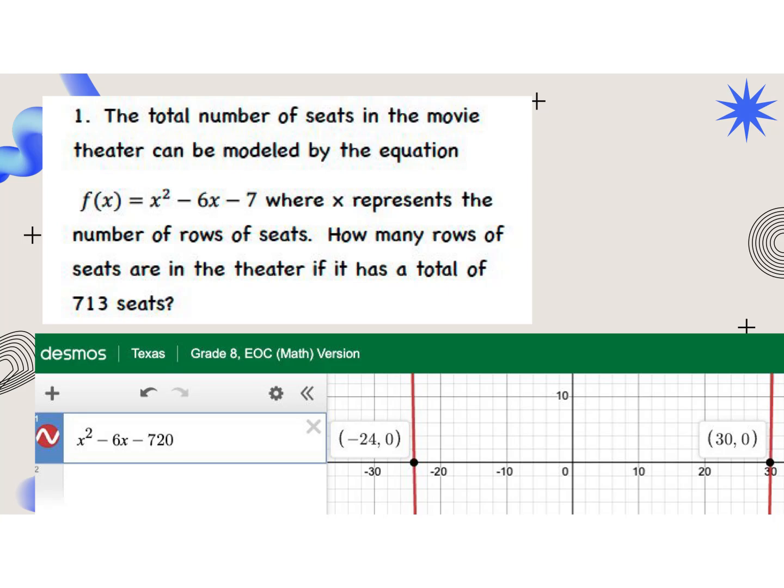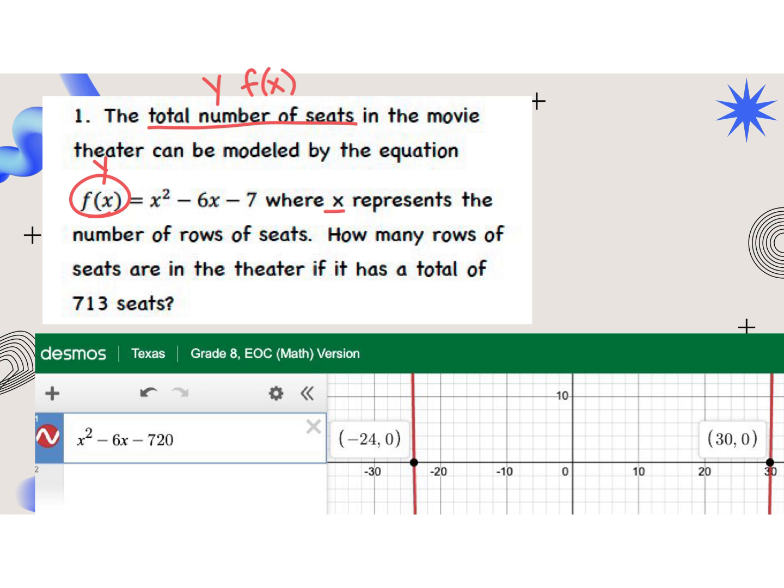We're going to review for our test on Unit 9. When you read through, please read very carefully. This is talking about the total number of seats, so that is our y, or our f of x. You can see that here is equal to x squared minus 6x minus 7.